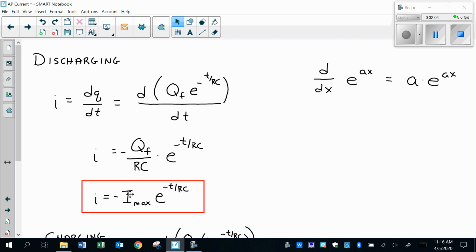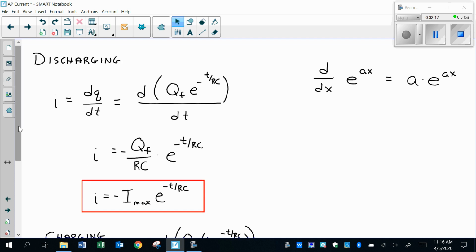So the current we have is equal to the max current times this term. Times 0 gives me a 1. So at time 0, I get maximum current. That makes sense. We saw that when we played with the capacitors the first time.